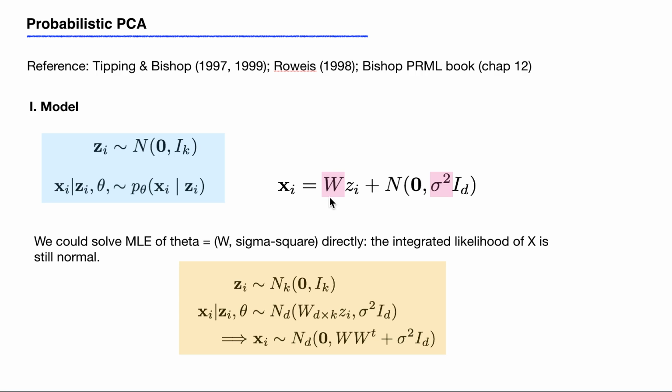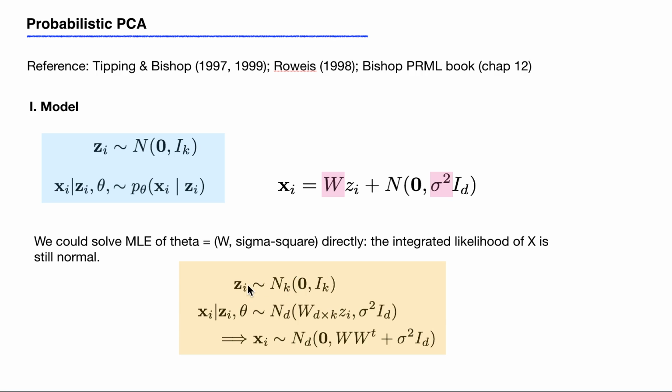My xi is equal to the latent vector times a matrix. So W must be d by k, and then there's a mean vector, and then plus some Gaussian random error over the d dimensions with variance sigma squared. With this setup, we could just solve for the MLE of the parameter. Here, the parameter theta basically contains these two parameters, the matrix W and sigma squared. We could obtain the MLE estimate of W and sigma squared directly.